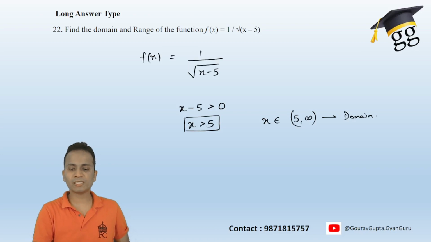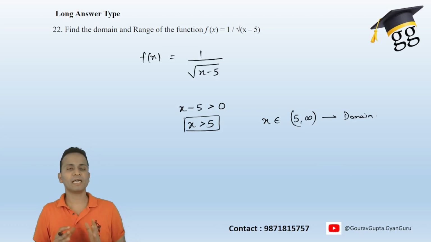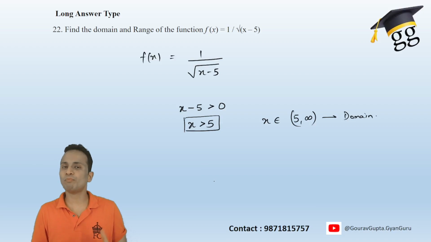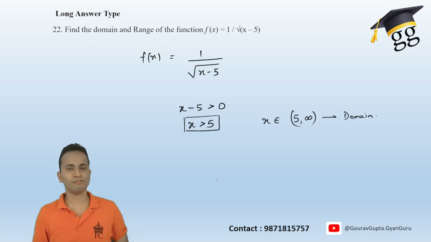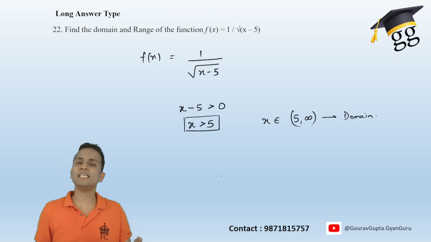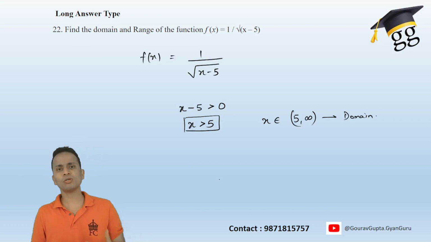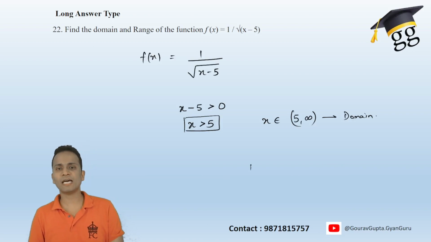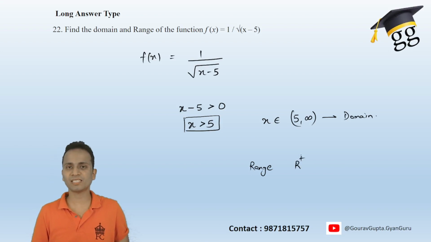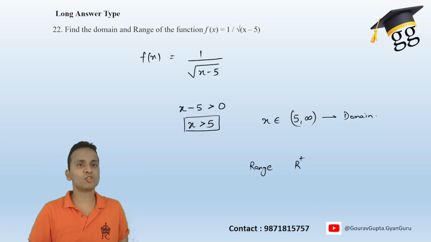Done. So we can say that whenever x is greater than 5, the value in the denominator will be any positive number. I cannot get a negative number in the denominator. Fine. So the range cannot be any negative real number. Also, this fraction cannot be equal to 0. We cannot make it 0. So we can say that the range of this function will be all positive real numbers, right? Okay, so that was question number 22.